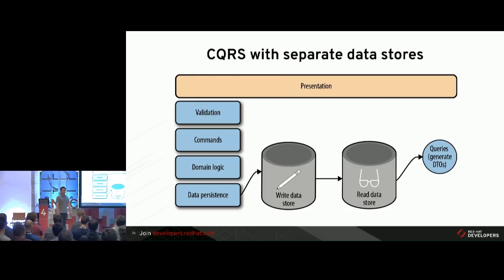CQRS with separate data stores. And if you ever created a view in your database and you issued queries against that view, you implemented the CQRS pattern in your architecture with separate write and read data stores. Because customer is still populated and being written on the write data store, but when you need to query something, you created a separate data store, a customer view, and you're retrieving your customer DTOs from your read data store, which is the customer view. That's a CQRS architecture with separate data stores.